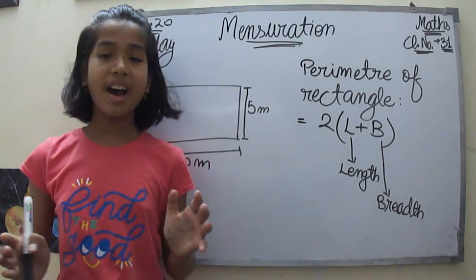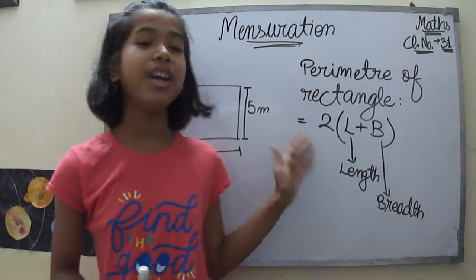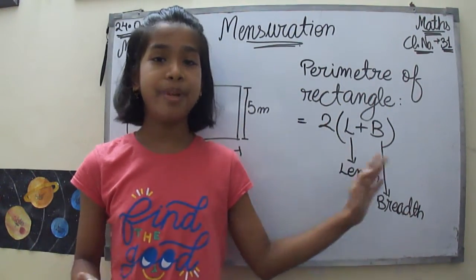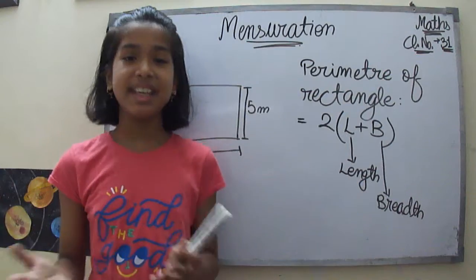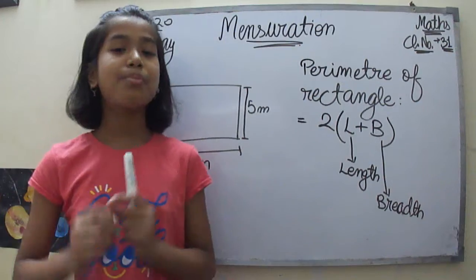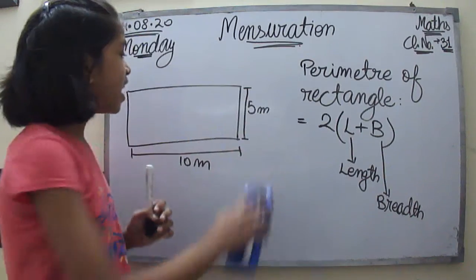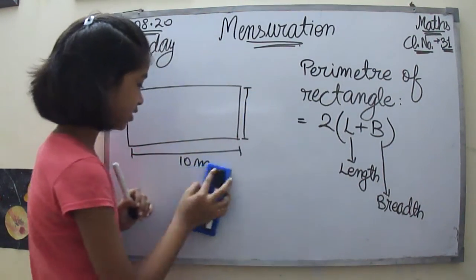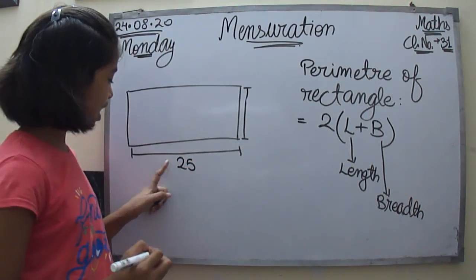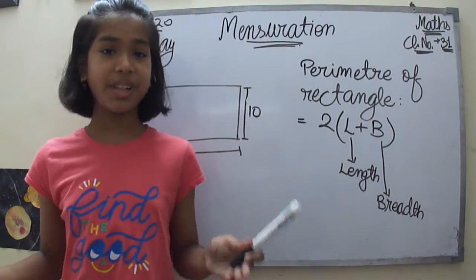So what is the formula of the perimeter of the rectangle? The formula of the perimeter of the rectangle is 2 into L plus B, which is 2 into length plus breadth. Now we had just seen how to take out the formula of the rectangle. We had just also applied this formula. So now let's take another example. Let's say that here the length of the rectangle is 25 and the breadth of the rectangle is 10. So what will be the perimeter of the rectangle?